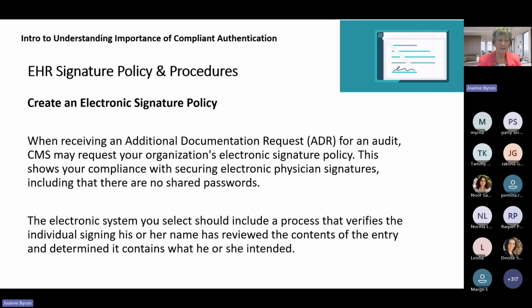When you create an e-signature policy, safeguards need to be in place to protect against unauthorized access and inappropriate use of your electronic signatures. And it doesn't matter by what method. It can't be by anyone else other than the designated individual to whom it is assigned. So it needs to be unique to the individual, not reassigned nor reused by anyone else.